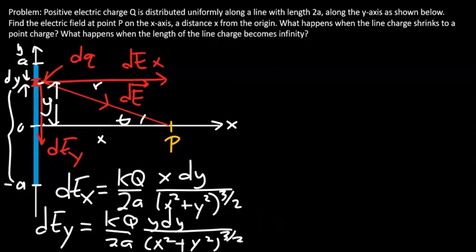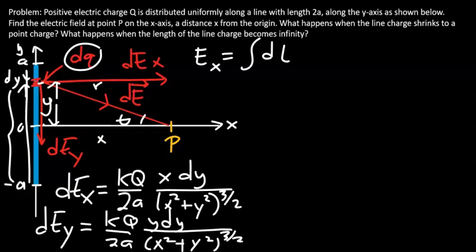Now let's sum up the contribution throughout the line charge. There are many such contributions, and we should move all the way from down all the way up to cover the entire line charge. That means we are determining the complete x component of the electric field, and mathematically that means it's an integral of dEx.